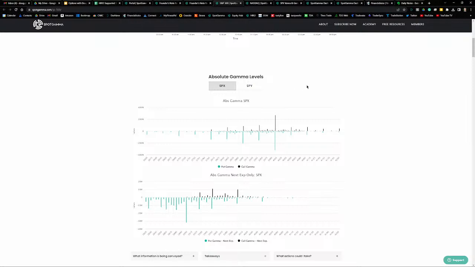All right, so these are the absolute gamma levels for SPX. And what this is showing, here's the zero line. So this is call gamma or positive gamma above, shown by the black bars. And below is put gamma or negative gamma, shown by the teal bars. So here's SPX, there's the 4,000 key gamma strike, and that's also the volatility trigger.